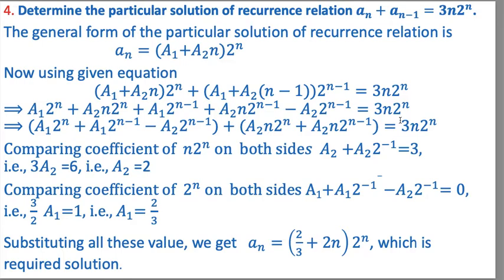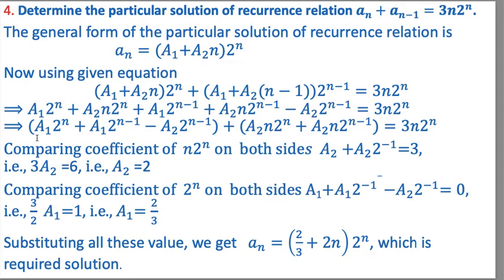Now collect the like terms together. This is a1 2 raised to power n. This is the term containing a2n 2^n. So I have written here a1 2^(n-1). This is a2n 2^(n-1). Then a1 2^n minus a2 2^(n-1) equal to 3n 2 raised to power n.